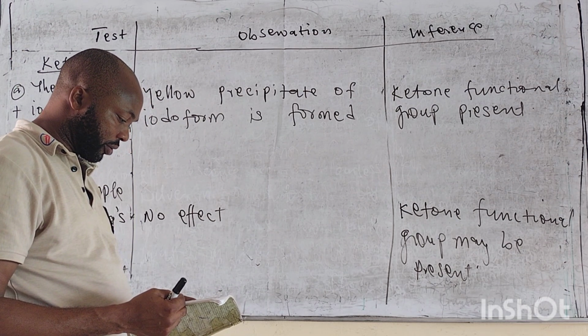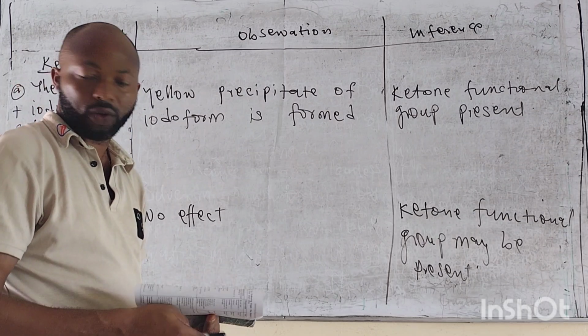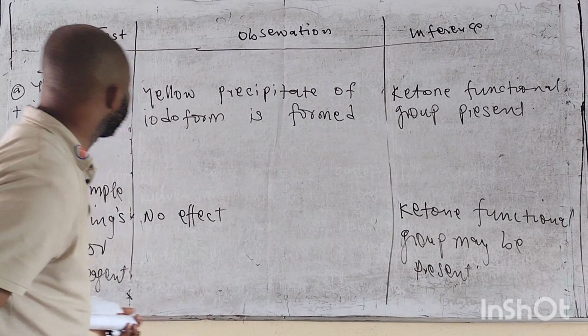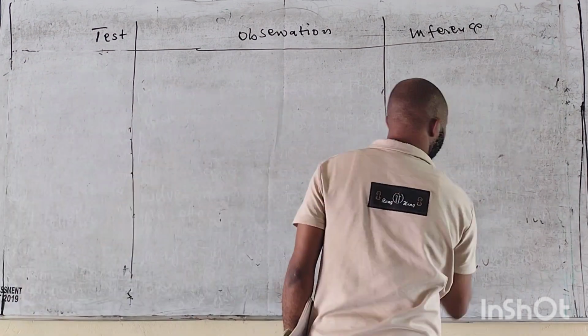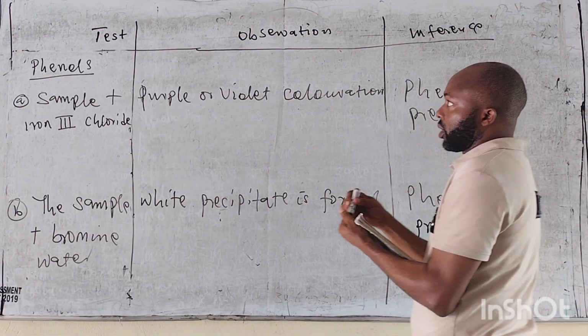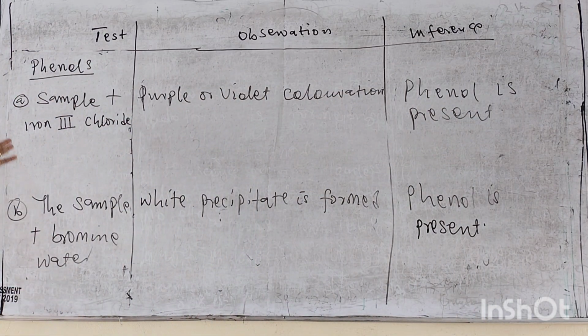Test for phenols. Alright, let's do that of phenols. Now for phenols: A, the sample plus iron(III) chloride, a purple or violet coloration, phenol is present. B, the sample plus bromine water, a white precipitate is formed, phenol is present.